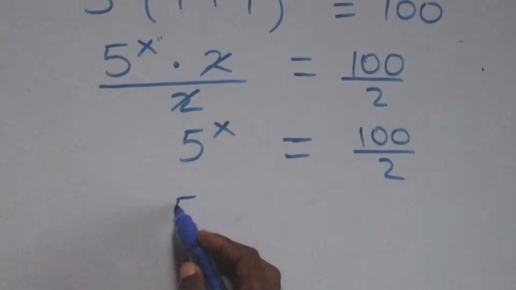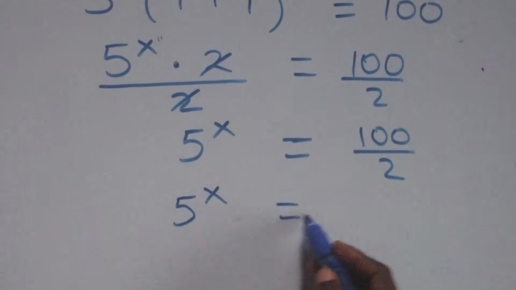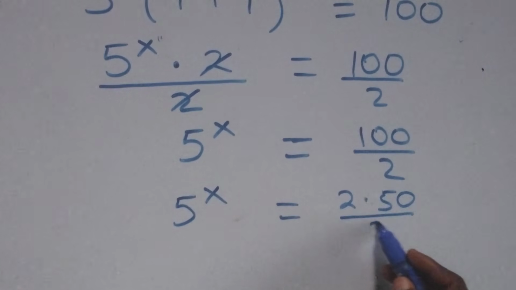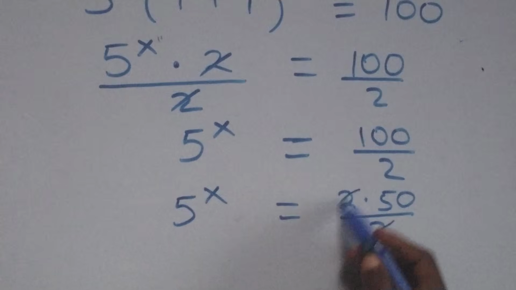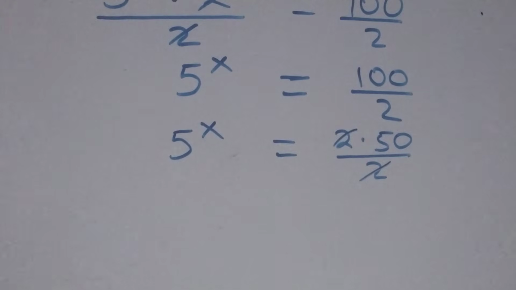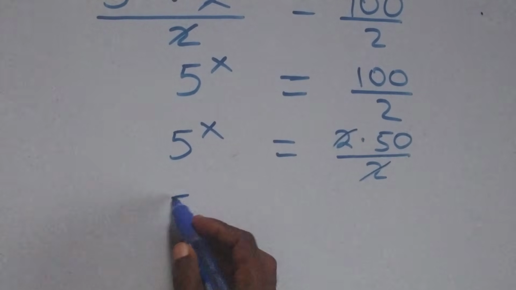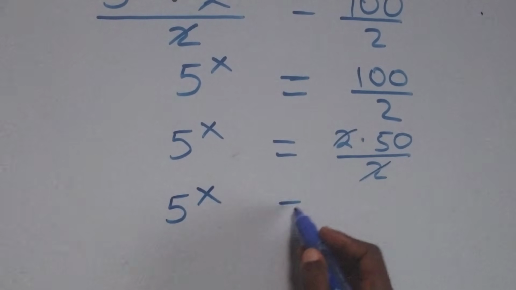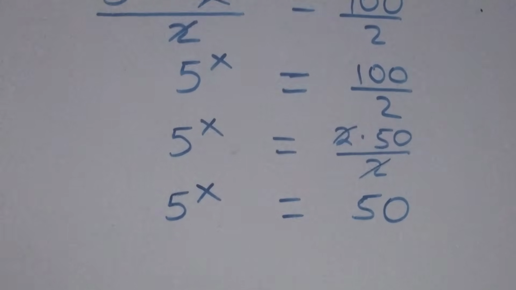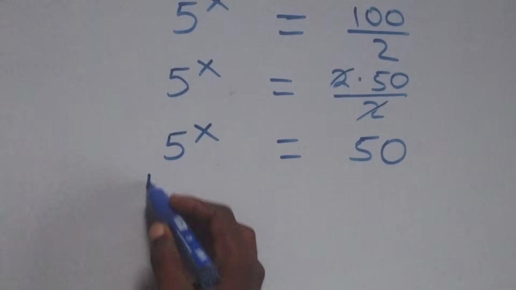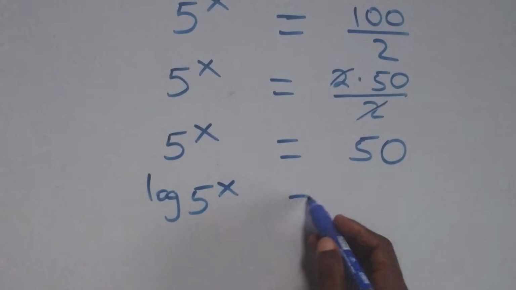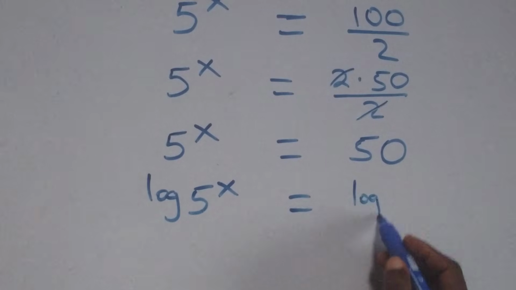Then we have 5 raised to power x equals 2 times 50 over 2. The 2s cancel each other, and we have 5 raised to power x equals 50. Next step, we take the log on both sides. That is, we have log 5 raised to power x equals log 50.